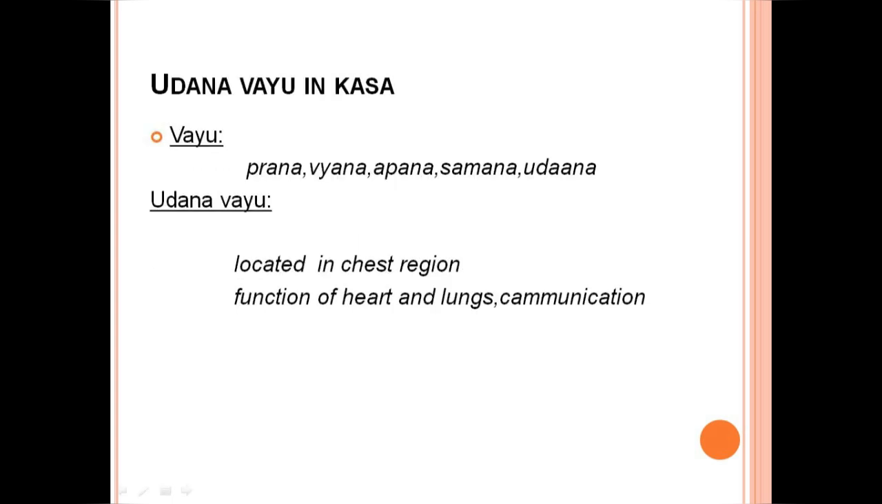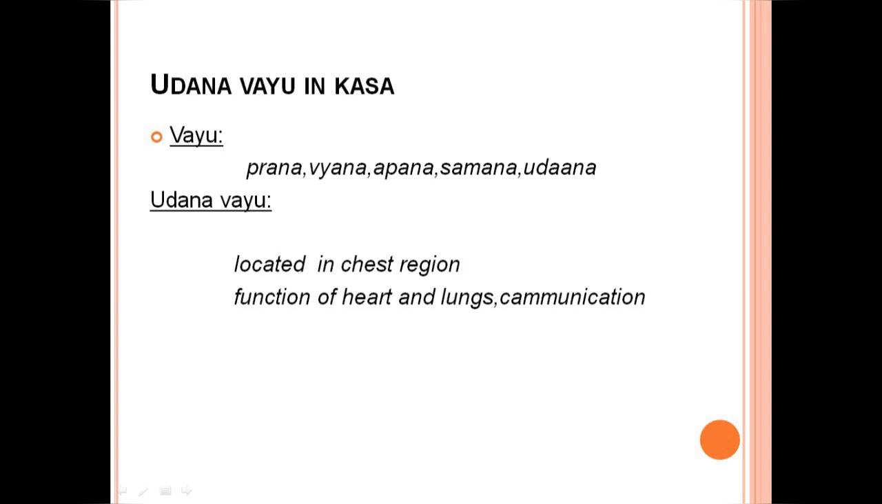Before getting into the Samprapti, we will learn what Udana Vayu is. Vata is basically of 5 types, which are Prana, Vyana, Apana, Samana and Udana. From that, what causes cough is the disturbance in Udana Vayu. Let's know what Udana Vayu is.